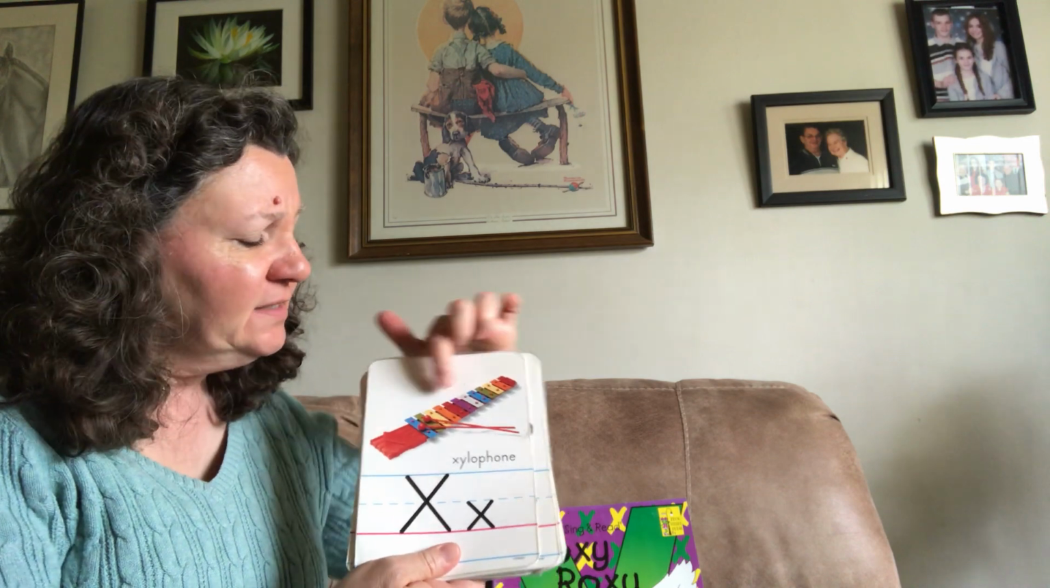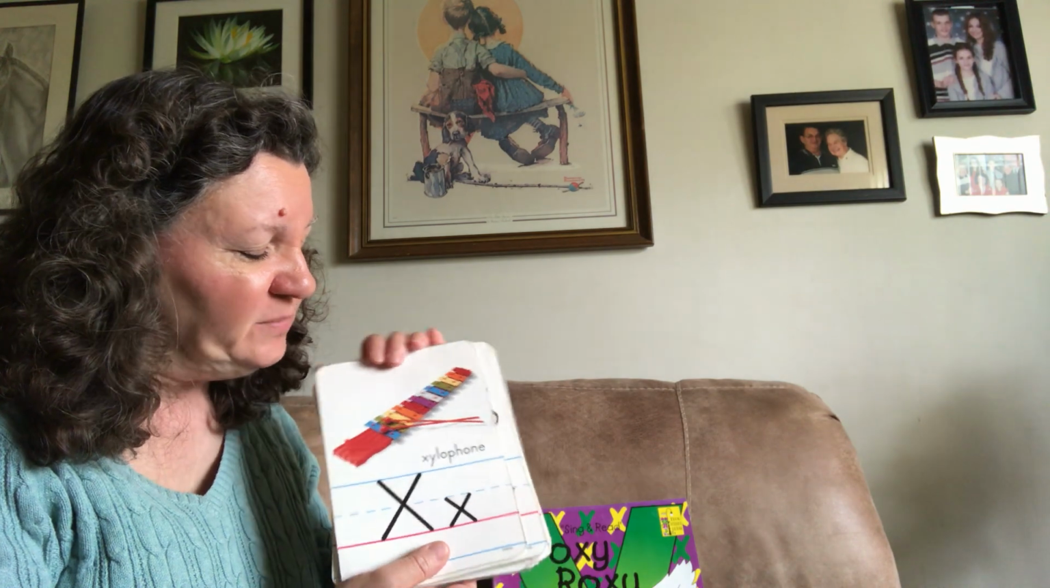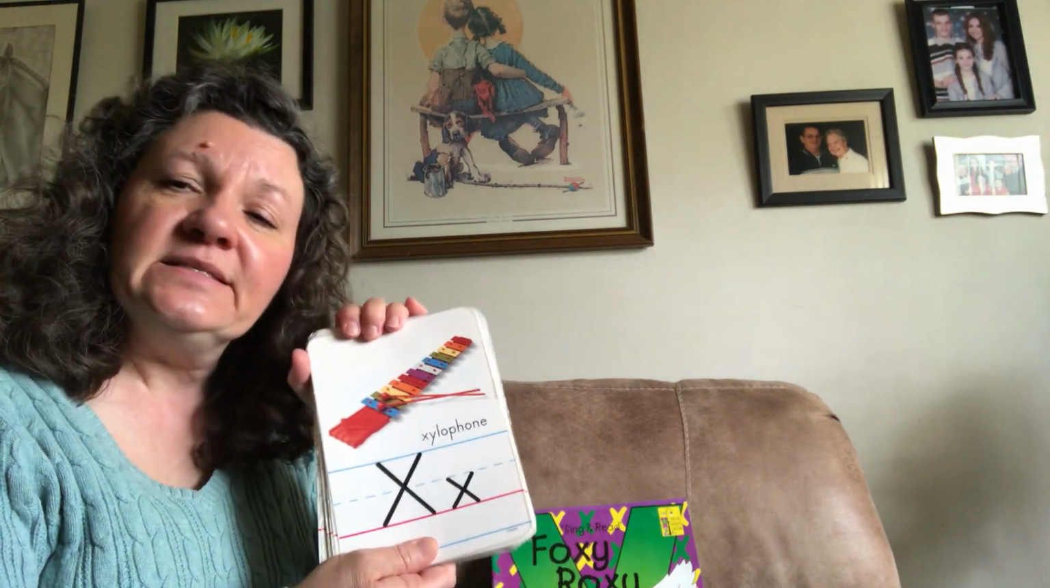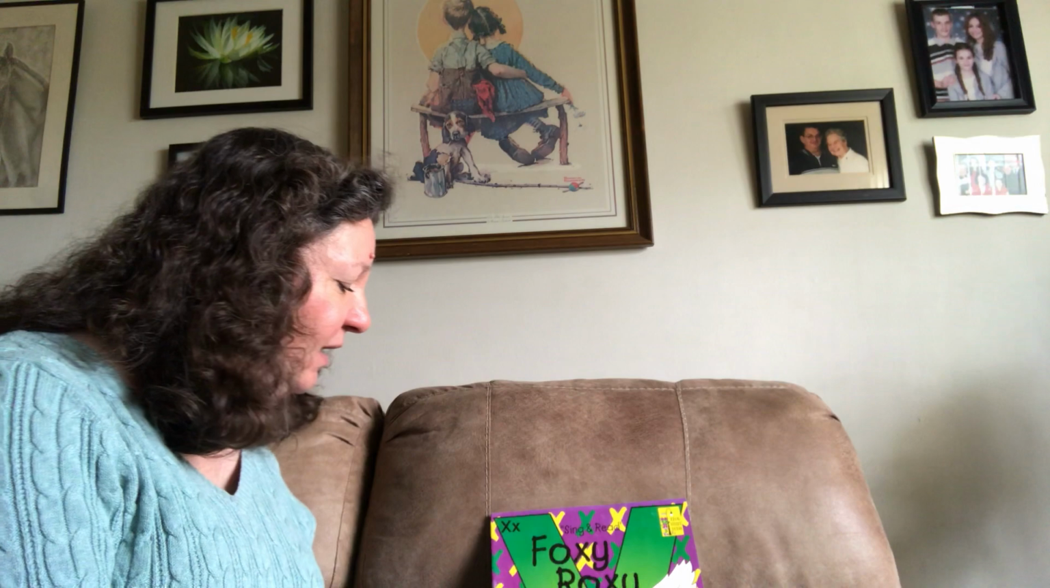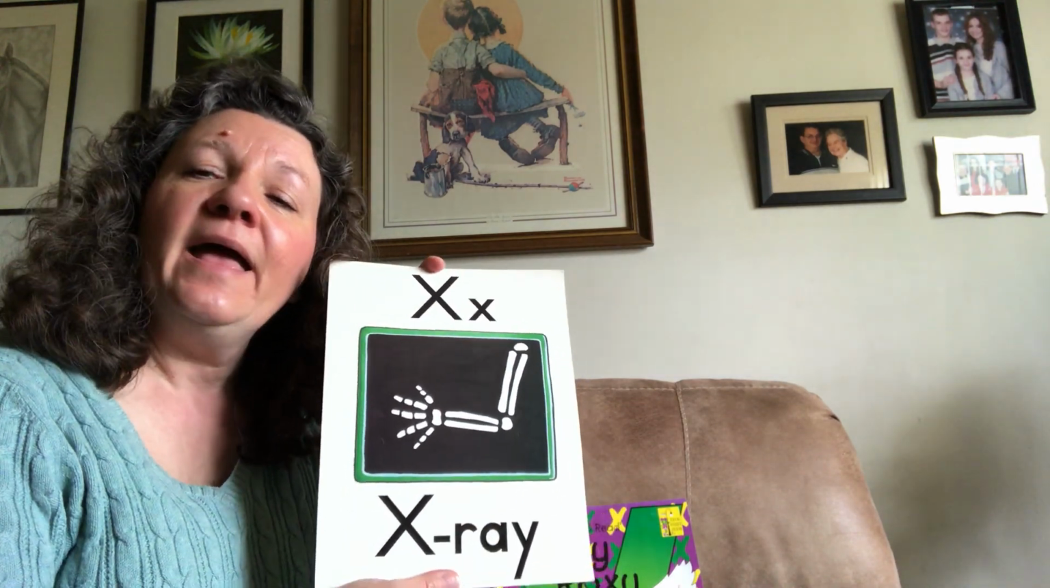Now, does anybody know what this thing is? This is a musical instrument. This is called a xylophone. Now, zzz, we know that would probably be the sound for the letter Z, but sometimes when the letter X comes at the beginning of the word, which is very, very rare, it makes the Z sound, like in xylophone. And the letter X can also be at the beginning of something called an X-ray.